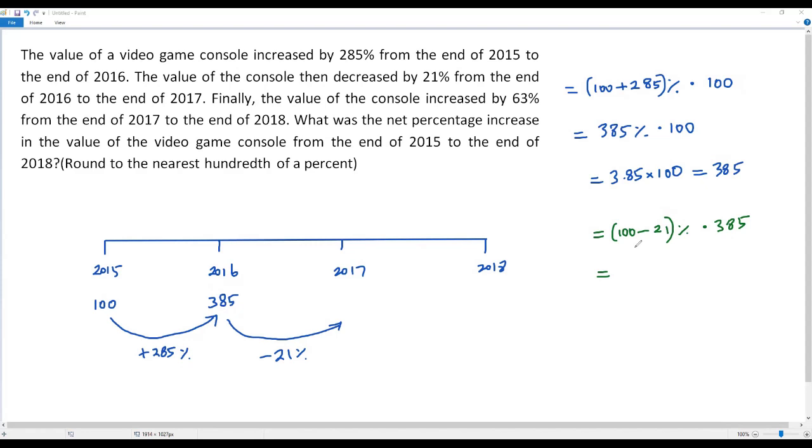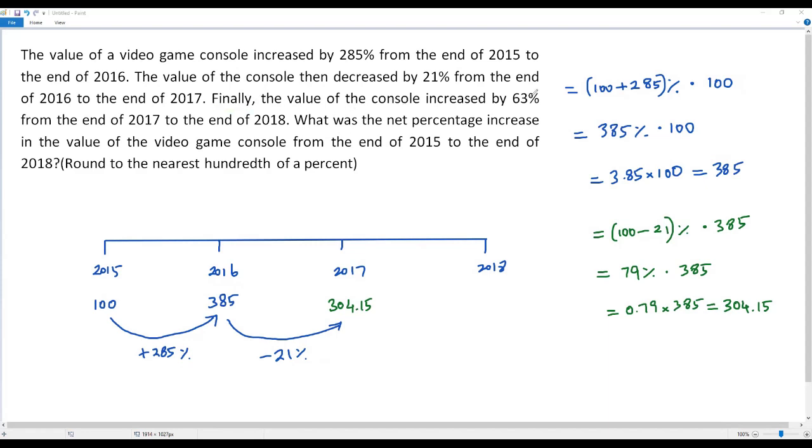When I subtract 21 from 100, I am getting 79. That is 79% times 385. When I convert this to a decimal, I am getting 0.79 times 385. Let me do the calculation. 0.79 times 385, I am getting 304.15. That is, when this value 385 is decreased by 21%, I am getting 304.15. Now let me go to the other part of the information.